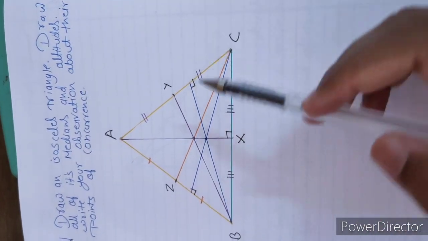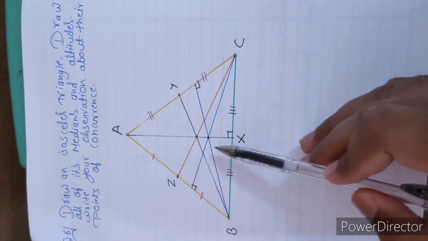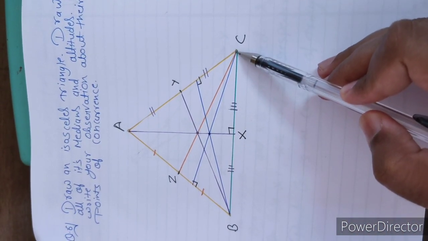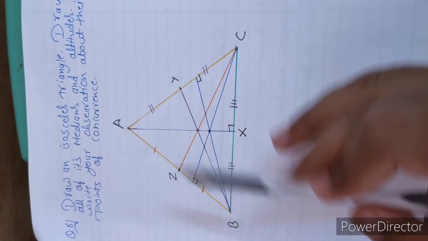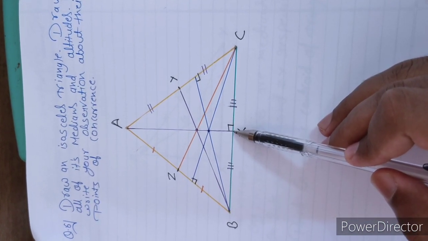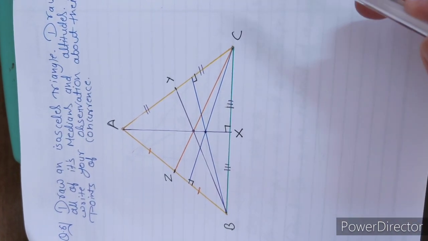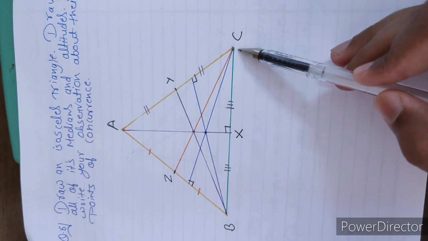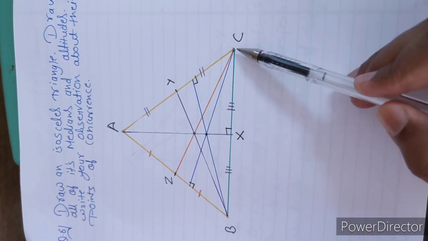Here we have the property of an isosceles triangle: if we draw the median on the non-congruent side of an isosceles triangle, then this is the altitude of that triangle. So the median on the non-congruent side of the triangle as well as the altitude are the same. Here AX is the median on BC as well as the altitude on BC.